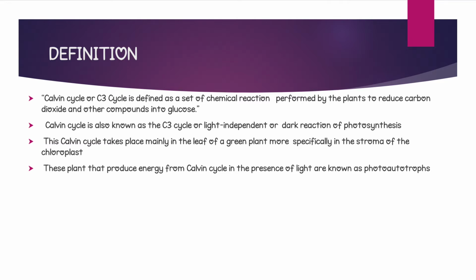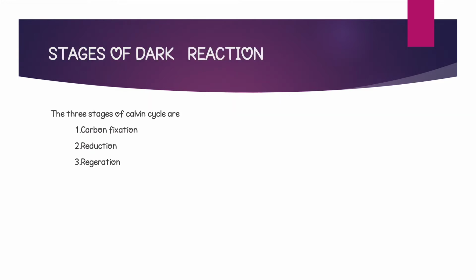This dark reaction is also called the Calvin cycle. It was discovered by the scientist Melvin Calvin, and it's named after the scientist. This Calvin cycle is divided into three stages. The first stage is carbon fixation, the second stage is the reduction stage, and the third and final stage is the regeneration stage.